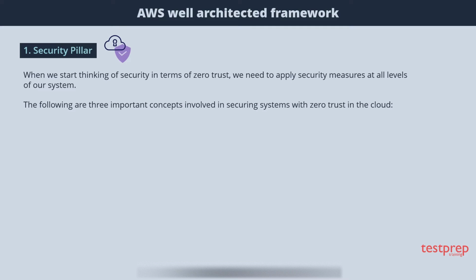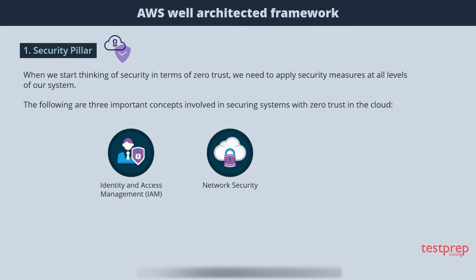1. Security pillar. When we start thinking of security in terms of zero trust, we need to apply security measures at all levels of our system. The following are 3 important concepts involved in securing systems with zero trust in the cloud: identity and access management, network security, and data encryption.